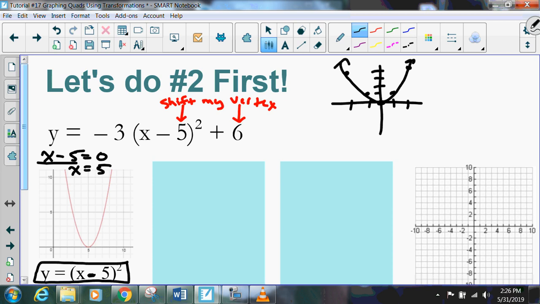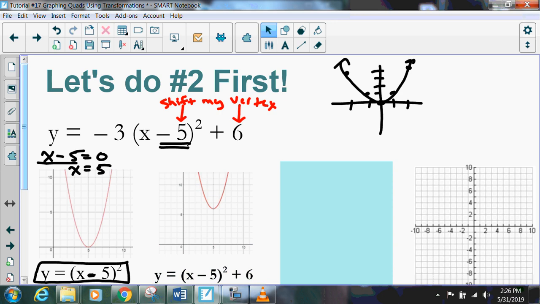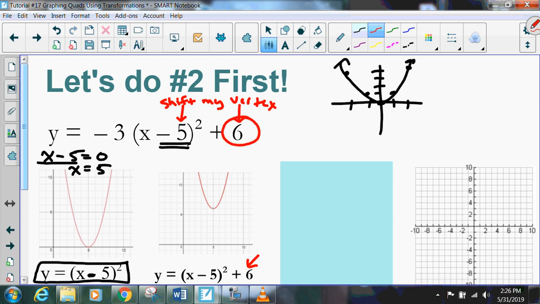But the best way is just to go ahead and remember that I'm just taking the x minus 5, setting it equal to 0, and solving for x. So the x minus 5 part shifts our vertex to the right 5. And this plus 6 shifts it up 6. This is pretty easy to remember. There's no x here. It's just a plain old positive 6.